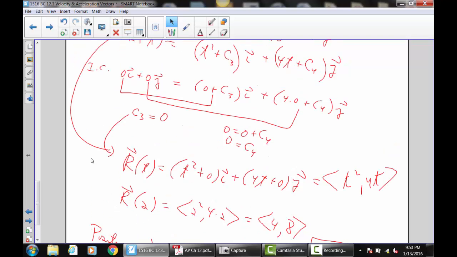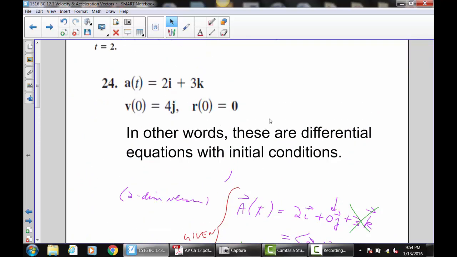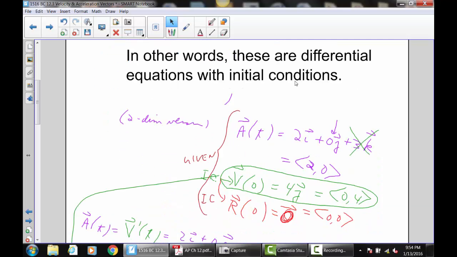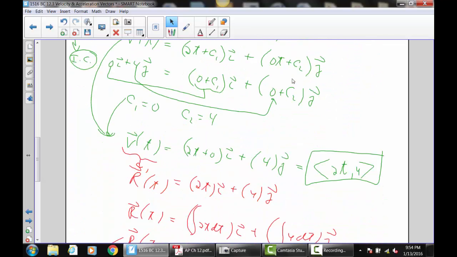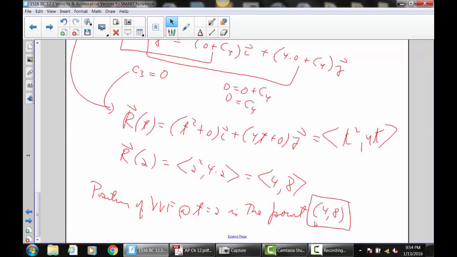Now, regarding the position, I want to go back up here and look at these instructions again. Find the position at time t equals 2. When they talk about the position, they mean the actual xy point, not the vector. So it's the position of the vector valued function, because it's where it is. It's a particle traveling along the curve, and it's exactly which point it is at.